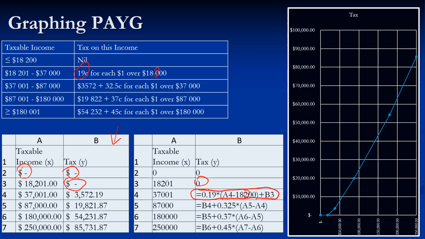Now, what's also interesting is you can see that there's no tax for the first $18,000. Then the slope is flatter, and then it gets a bit steeper, and then steeper again, and then steeper again. And so you can see that there is an increasing gradient for each of these tax brackets as well. You may want to have a go at this in Excel. I'll probably get you to do this in class as well.